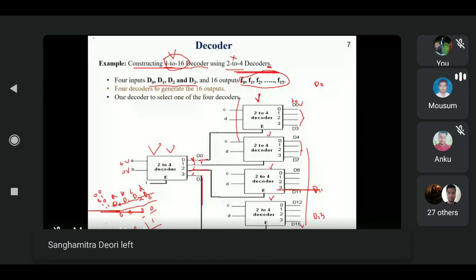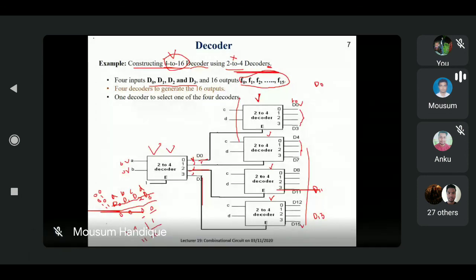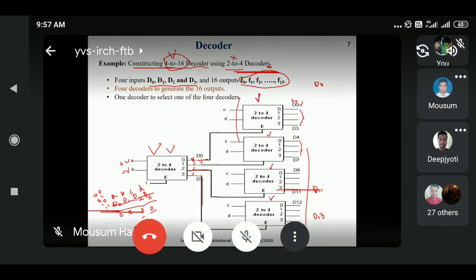So are you getting this one? Any doubt in this particular diagram? No, sir.